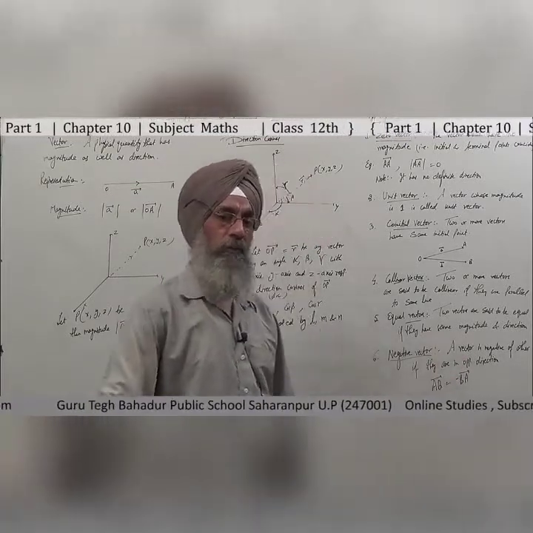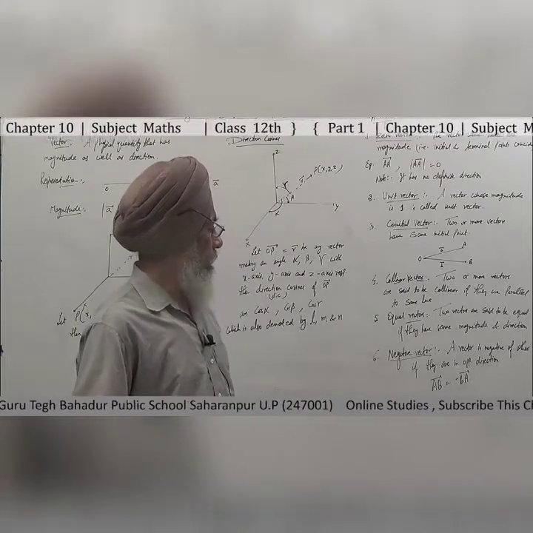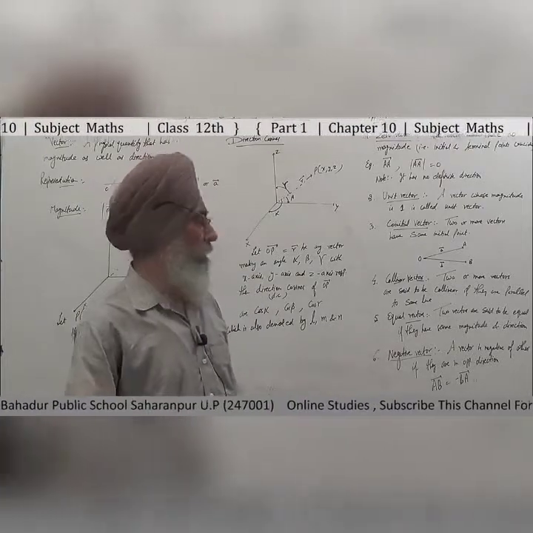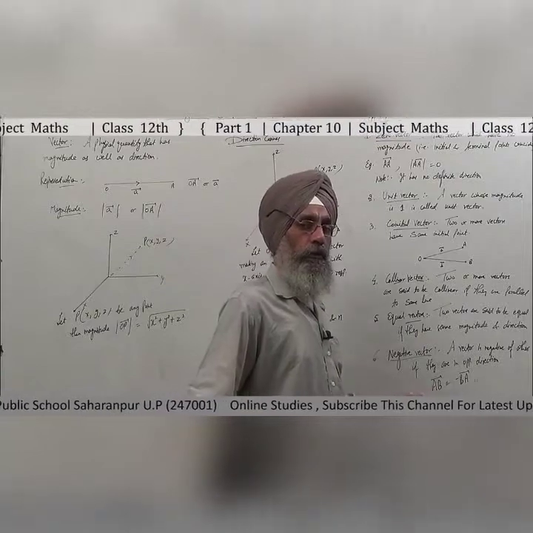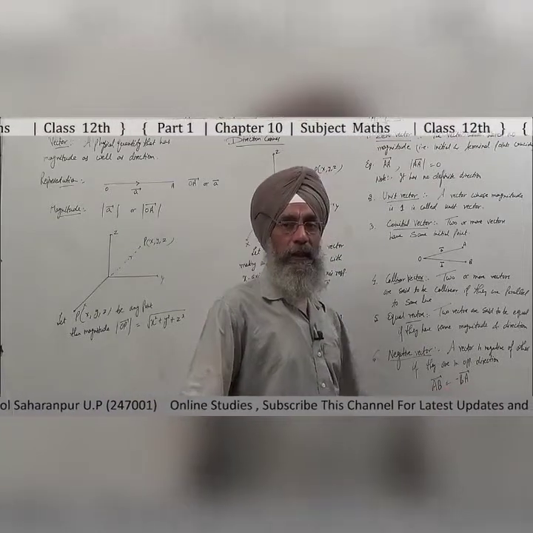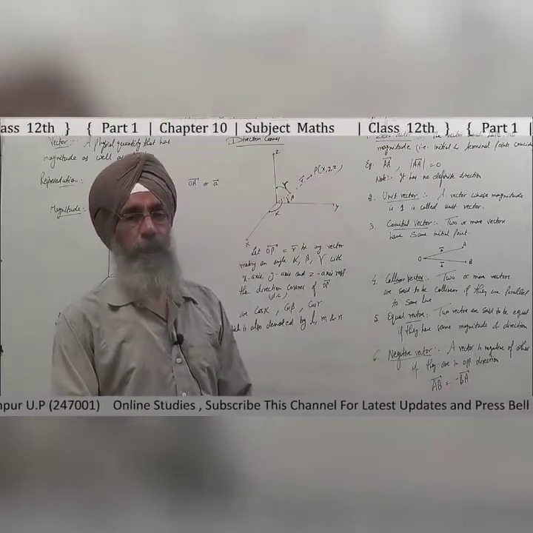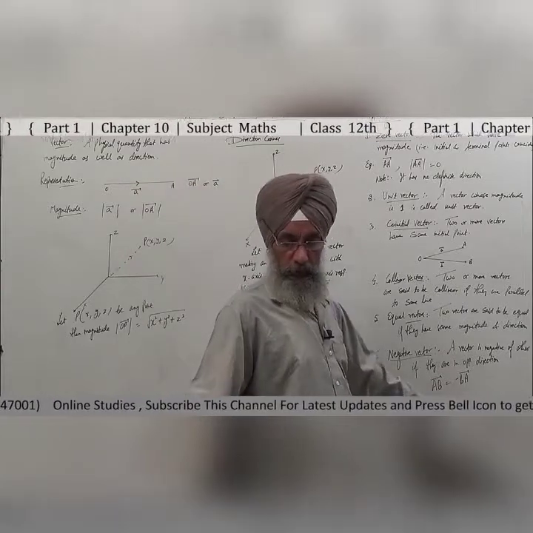एक वेक्टर दूसरा कैसा होगा, नेगेटिव होगा अगर उनकी डायरेक्शन कैसी है, ऑपोजिट. जैसे कि हम रिप्रेजेंट कर रहे हैं AB, तो उसका अपोजिट क्या हो जाएगा, BA. दैट इज द नेगेटिव ऑफ द वेक्टर AB.